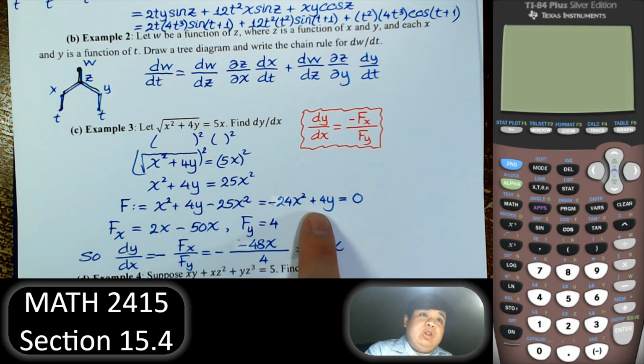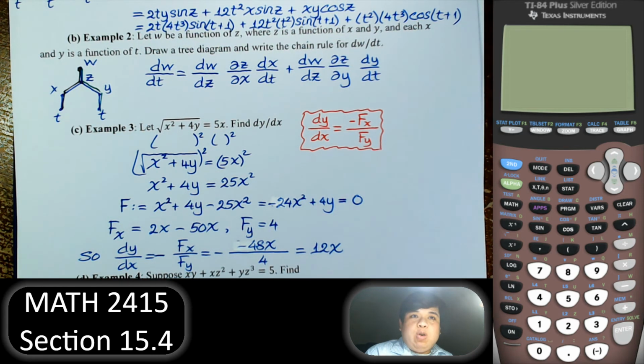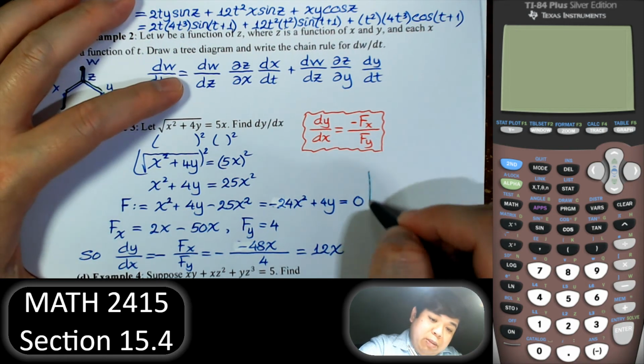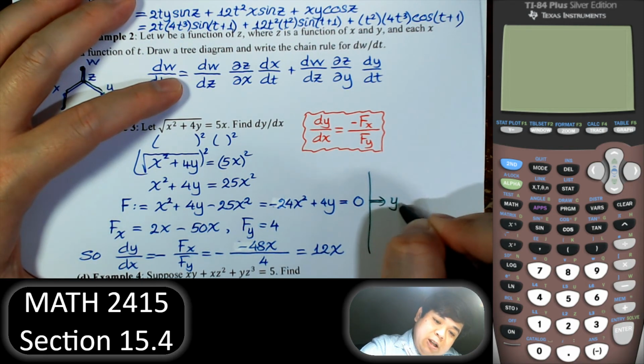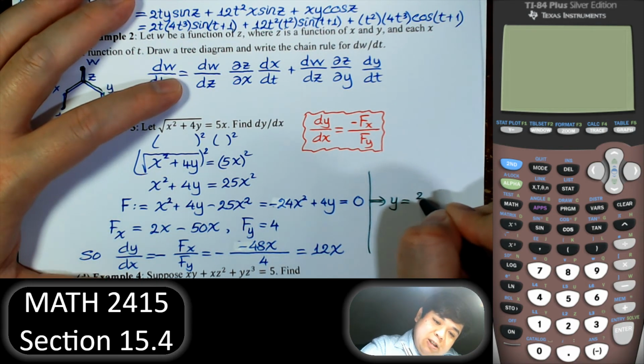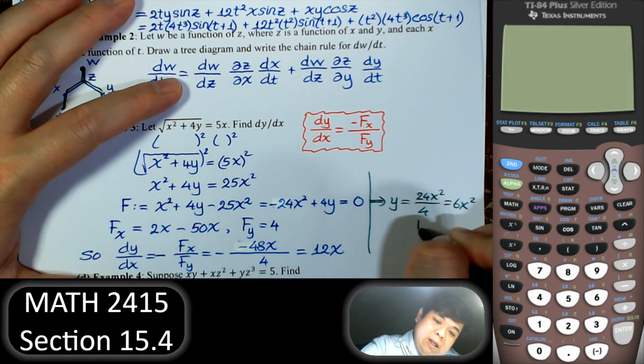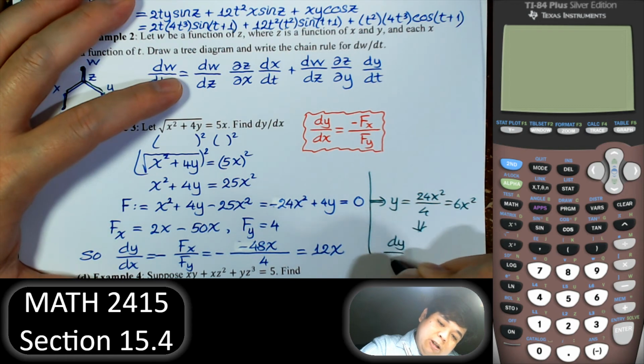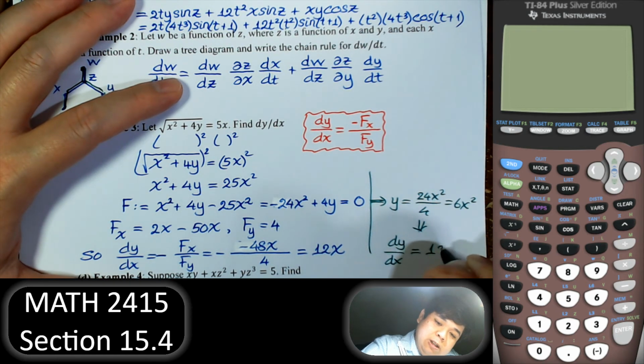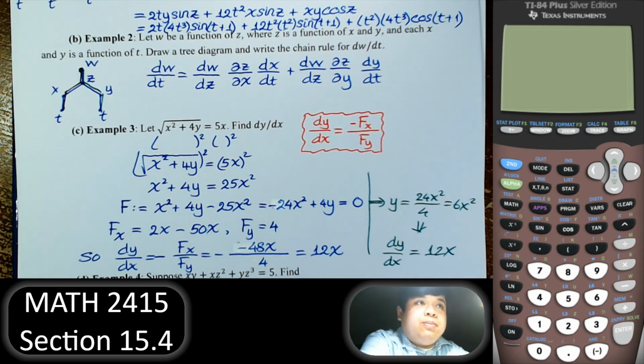Of course, if from here we solve for y, y will be equal to positive 6x squared, take derivative, give us 12x. So that also works. Right? What I mean is this: if we solve for y, and then take the derivative, it should be very easy, right?